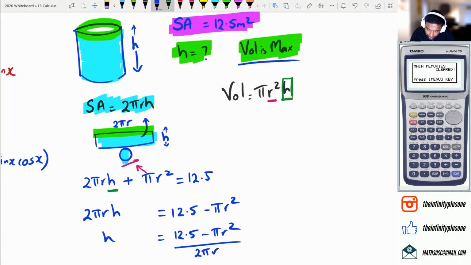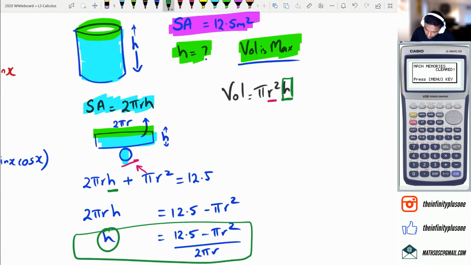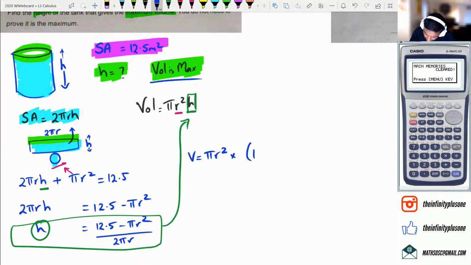All right, so now that we've got H by itself, which is this right here, we can actually take it and dump it in that volume equation. Because what would happen then is that we've got a volume equation just with radius and no heights. Because if you manage to do that, then this question just becomes a little bit easier. So we're going to multiply by 12.5 minus pi r squared divided by 2 pi r.